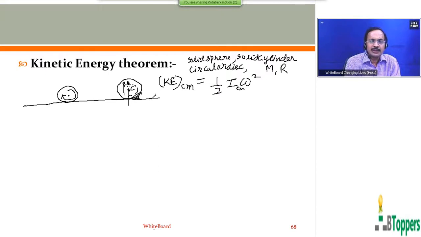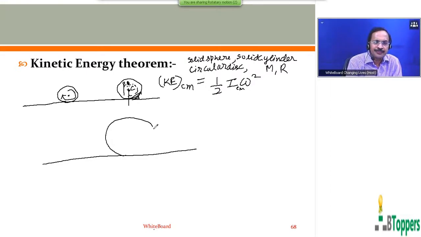Okay. Then it can be shown that the combined translational and rotational motions of a rolling body can be considered as equivalent to pure rotational motion about the instantaneous axis passing through the point of contact. Before that, I would like to discuss the relationship between the velocity of any particle with respect to the center of mass and the actual velocity of the particle in the case of combined motion.